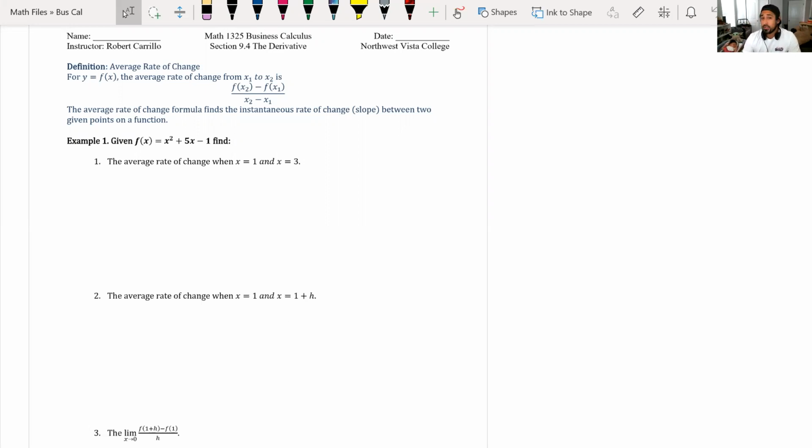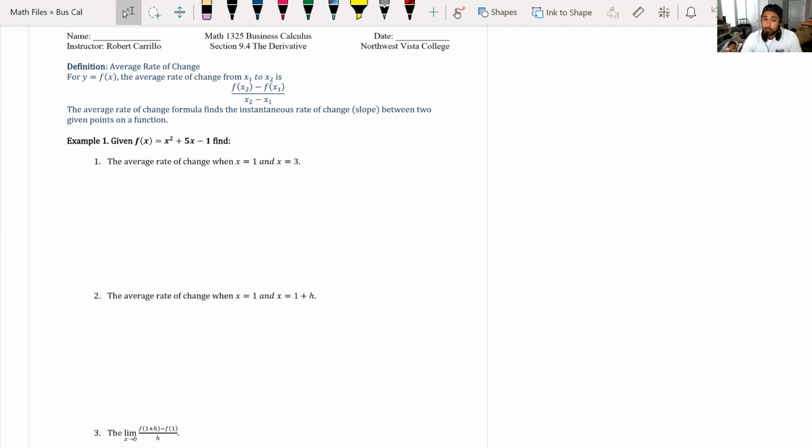So what the derivative does is find the slope at exactly one point on a given function. But before we keep digging into the actual derivative, let's get into something called the average rate of change, which is essentially just the slope formula.